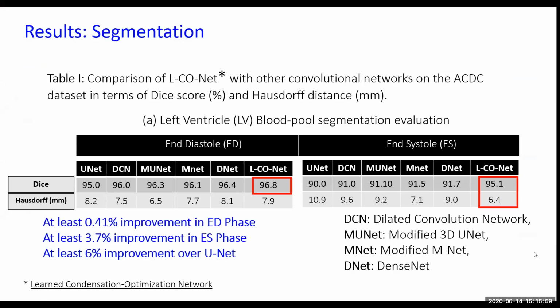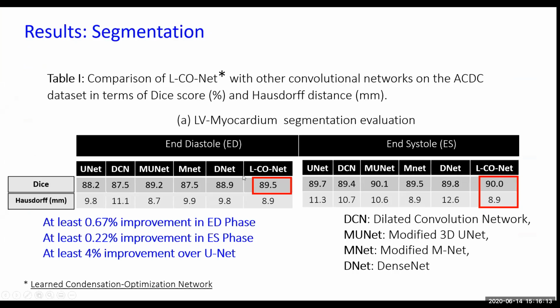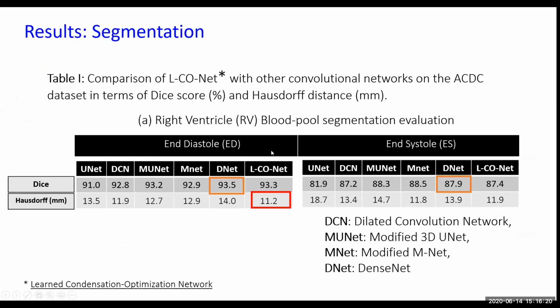This table shows the LV blood pool segmentation results in terms of both DICE scores and Hausdorff distance, and our proposed ELCONET model achieved the best results compared to the 5 other state-of-the-art models. This is also true for LV myocardium segmentation results in terms of DICE scores and Hausdorff distance, although our proposed model couldn't achieve the best results for RV blood pool segmentation. However, it achieved comparable results for both end-diastole and end-systolic phases, and even better Hausdorff distance.